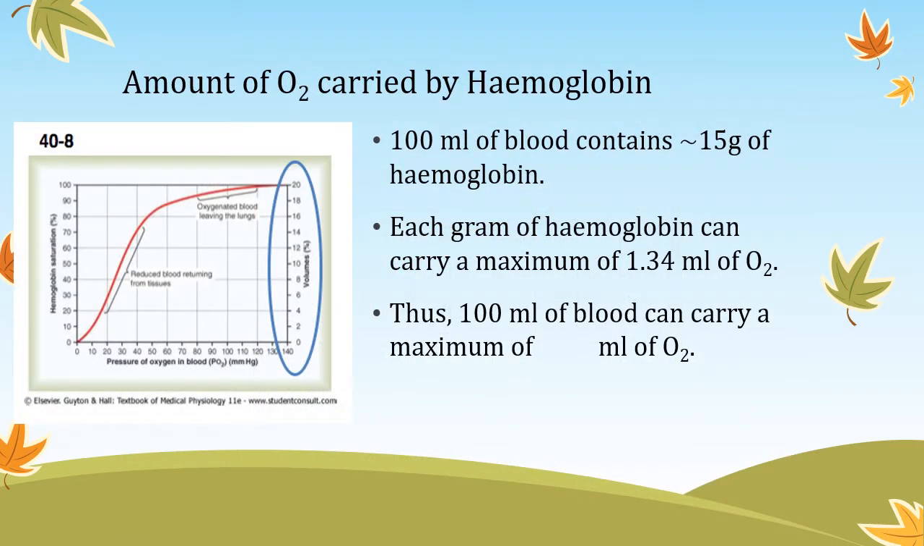Okay, so let's talk about the amount of oxygen carried by hemoglobin. So 100 ml of blood contains about 15 gram of hemoglobin, and each gram of hemoglobin can carry a maximum of 1.34 ml of oxygen. So in other words, 100 ml of blood can carry a maximum of 20 ml of oxygen, right? If you do the math there, you can find that 100 ml of blood carries about 20 ml of oxygen.